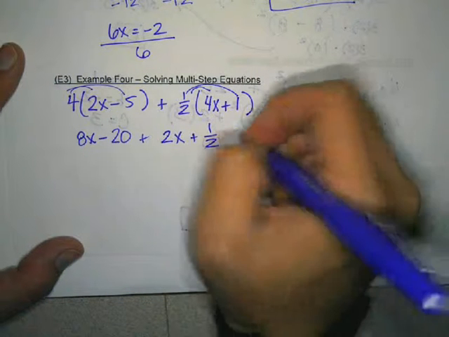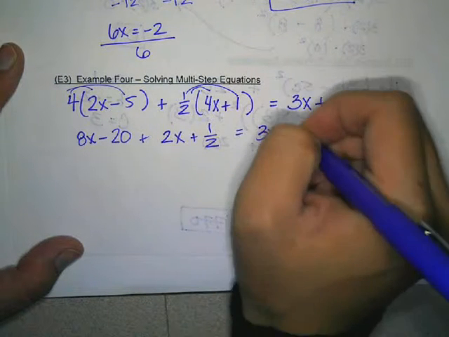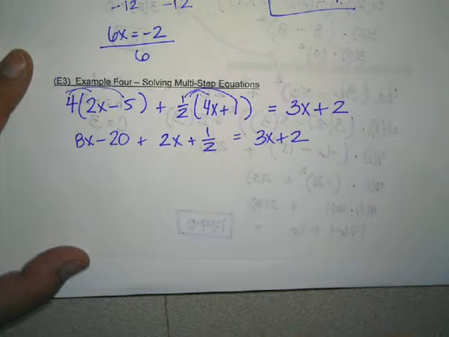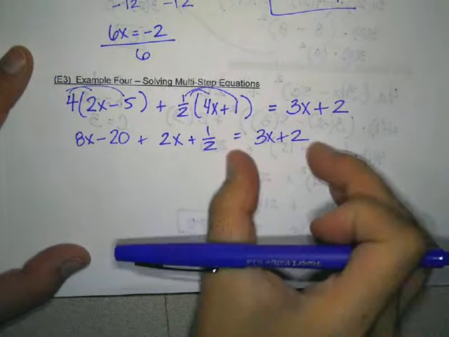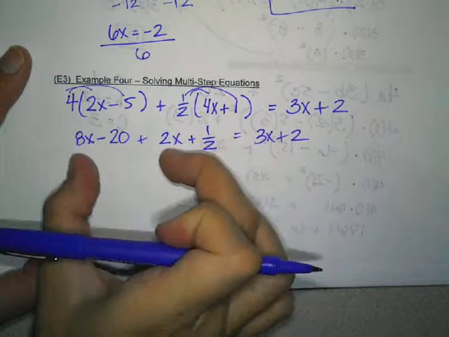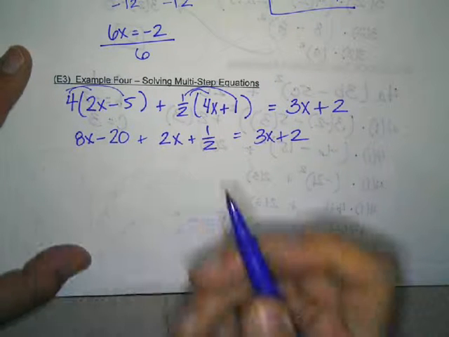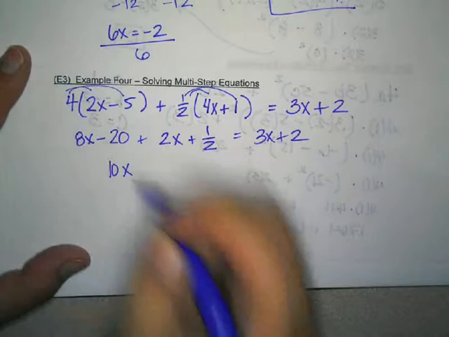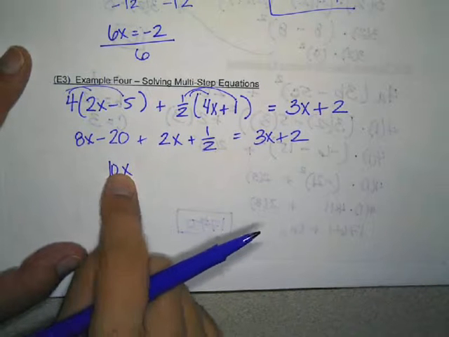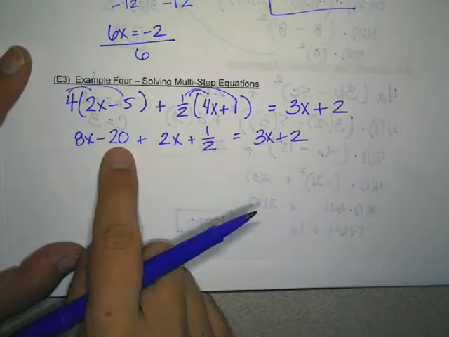And then on the right-hand side, I don't have any parentheses, so I'm just going to go ahead and repeat it. Then I look at both sides of my equation and I combine my like terms. Over here, I don't have any like terms on the right side, but I do have some like terms over here. I have 8x and 2x I can add together because they're both x terms. There's 8 x's, 2 x's, so I get 10 total. And then negative 20 plus 1/2.